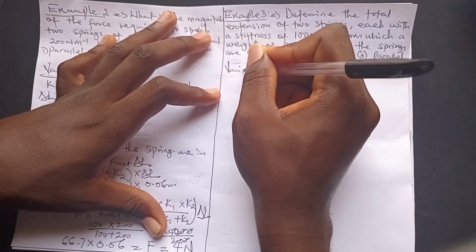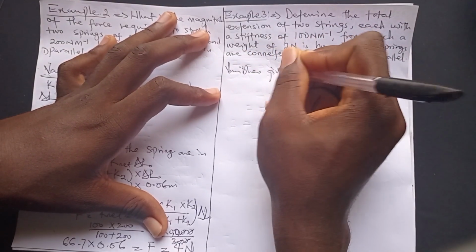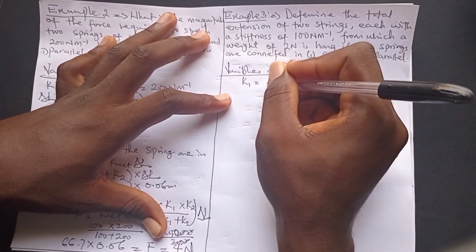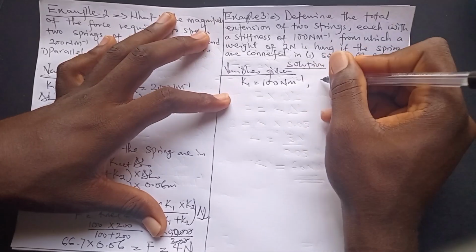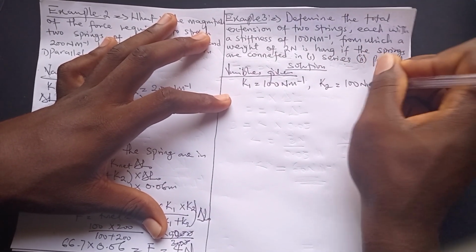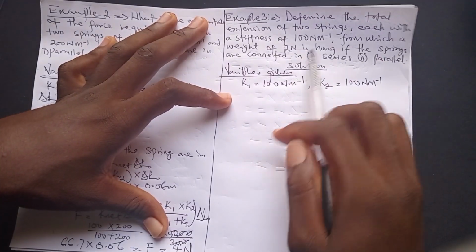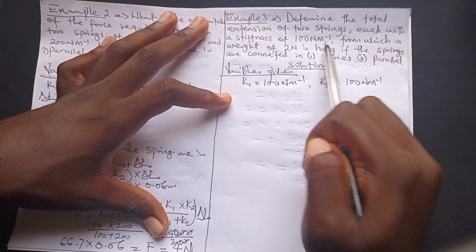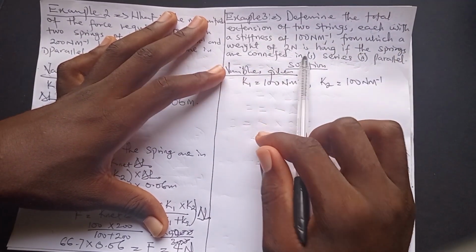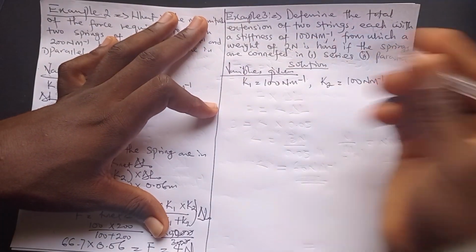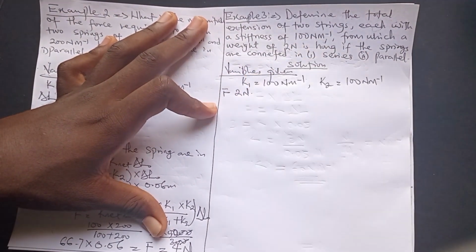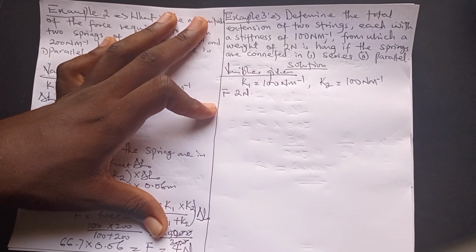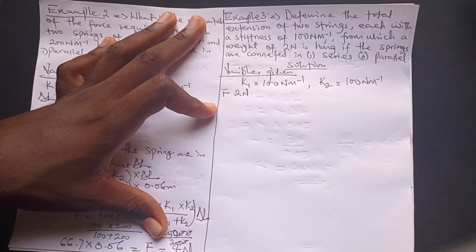So variables given: K1 is equal to 100 Newton per meter. K2 is equal to 100 Newton per meter. Remember from the question, it says two springs each with a stiffness of 100 Newton per meter. So the weight hung is 2 Newton. The weight is the same thing as the force. So we have a force of 2 Newton hung. So we have to find the total extension. The total extension can also be called the total deformation.